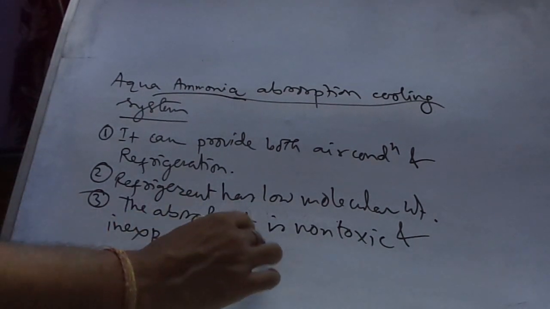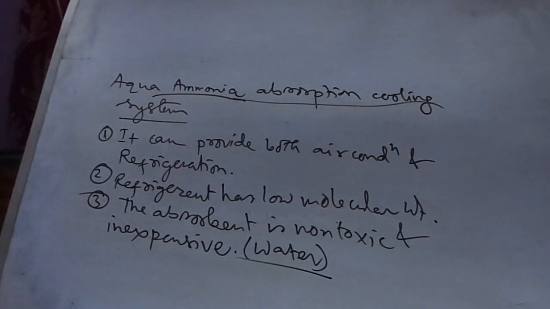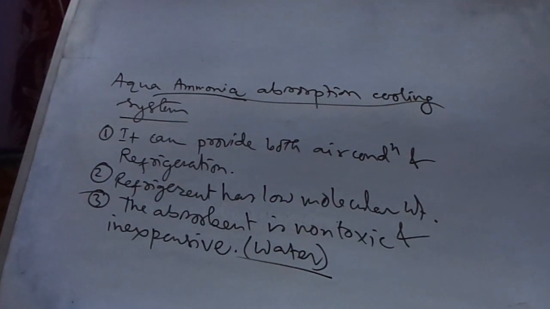Inexpensive means the absorbent used here is water. And there are some disadvantages also: as the absorbent is volatile water, high pumping power is required to pump the working fluid from absorber pressure. Okay, thank you. Today, up to aqua ammonia, this is the description of the aqua ammonia absorption cooling system. Thank you.